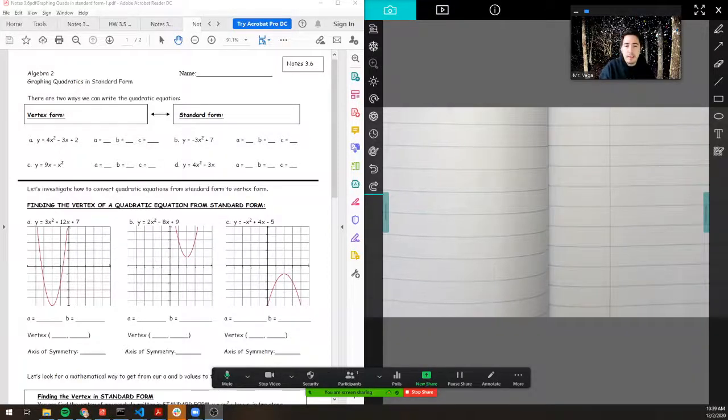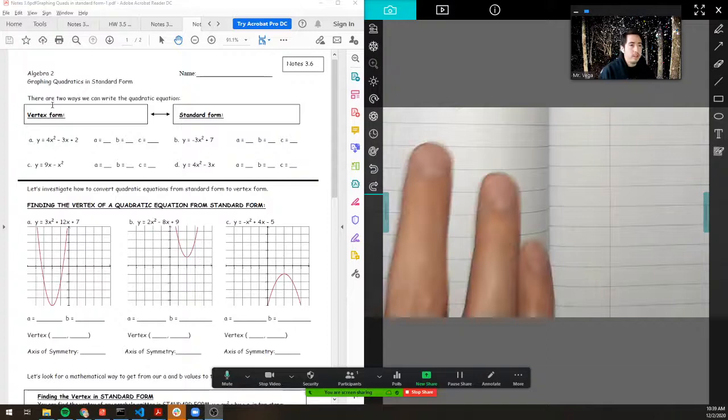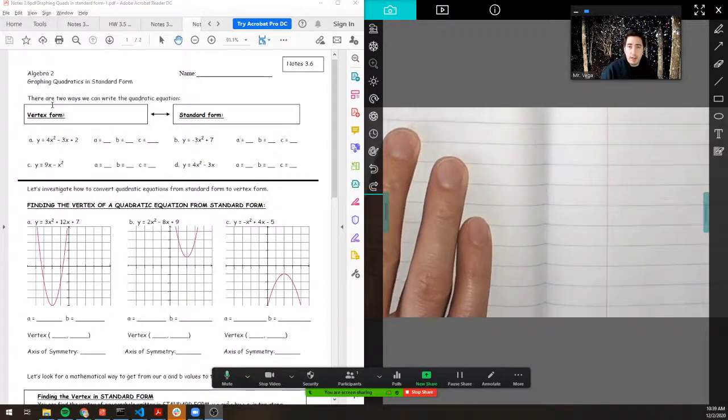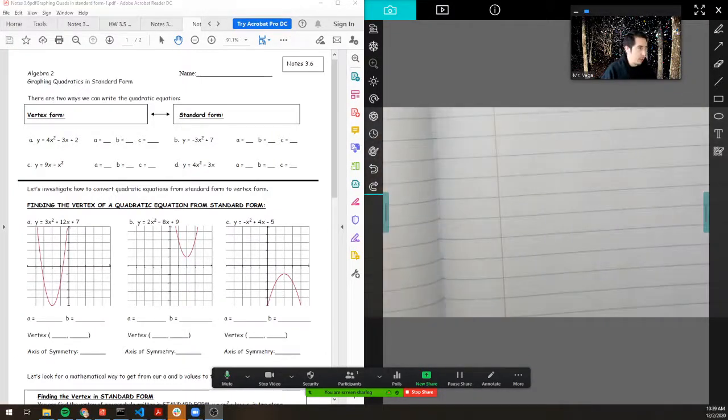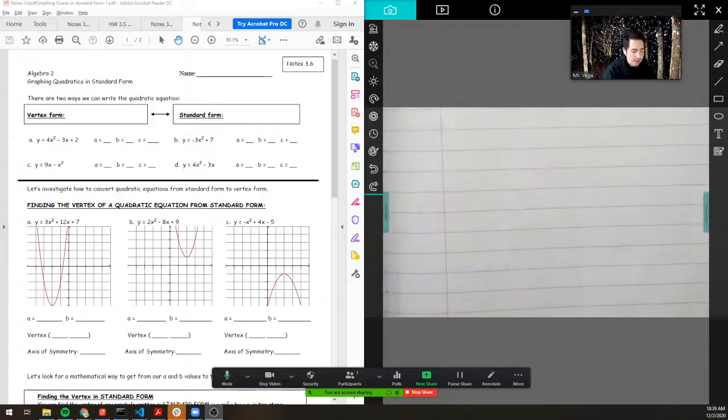All right, guys, here I am with the notes. So this is notes 3.6. Let's get into it. There are two ways to write quadratic equations. We went over them last class, and I have the notes here. I'm just kind of referring to them.